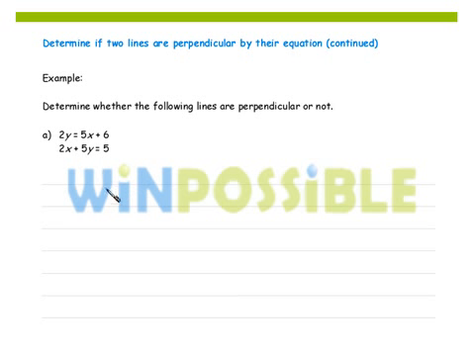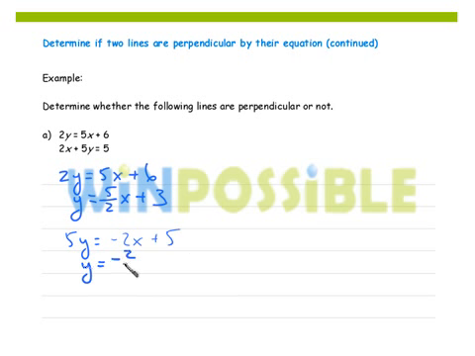Determine whether the following lines are perpendicular or not. Okay, the first one's already in y equals mx plus b form. I just have to simplify by dividing through by 2. 5 over 2x plus 3. Okay, and this one can be rewritten as 5y equals -2x plus 5. Dividing through by 5, I get y equals -2 over 5x plus 1.